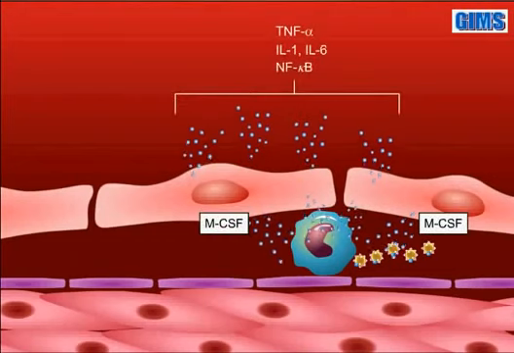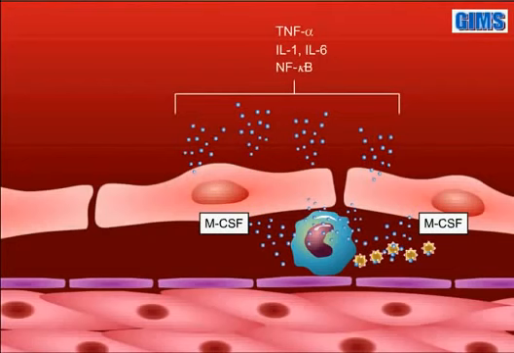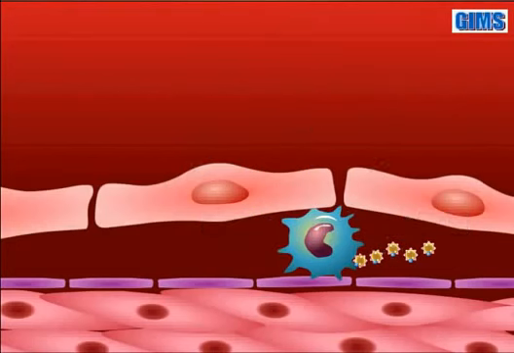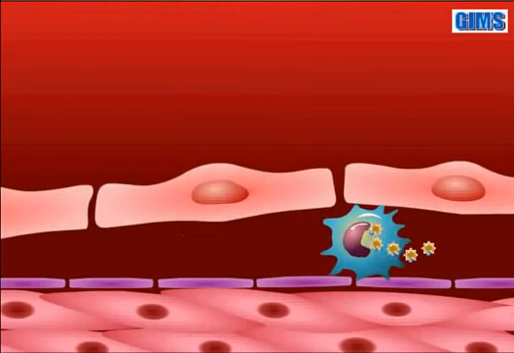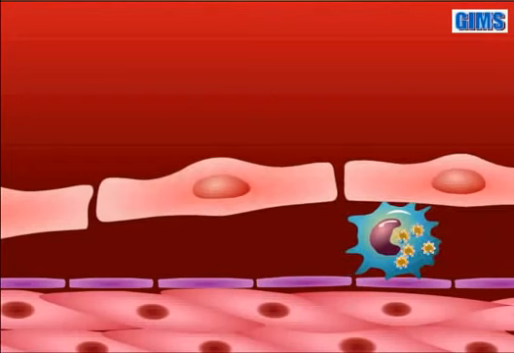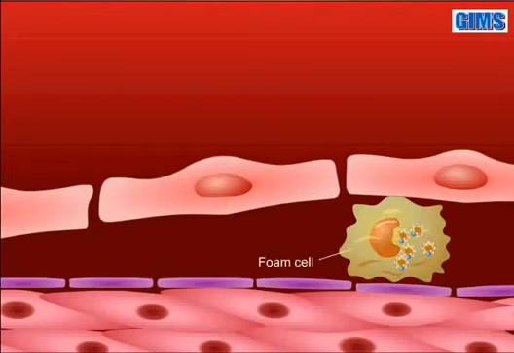Monocytes differentiate into macrophages under the influence of macrophage CSF. Oxidized LDL is then taken up in an unregulated fashion by the macrophage scavenger receptor, which leads to intracellular accumulation of cholesterol and foam cell formation.